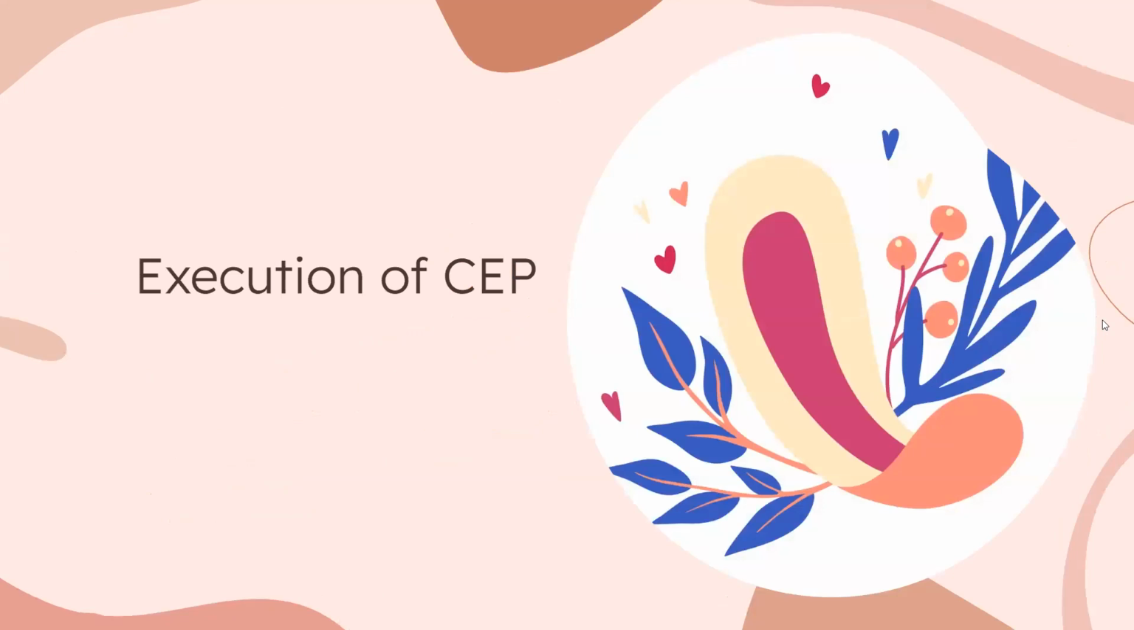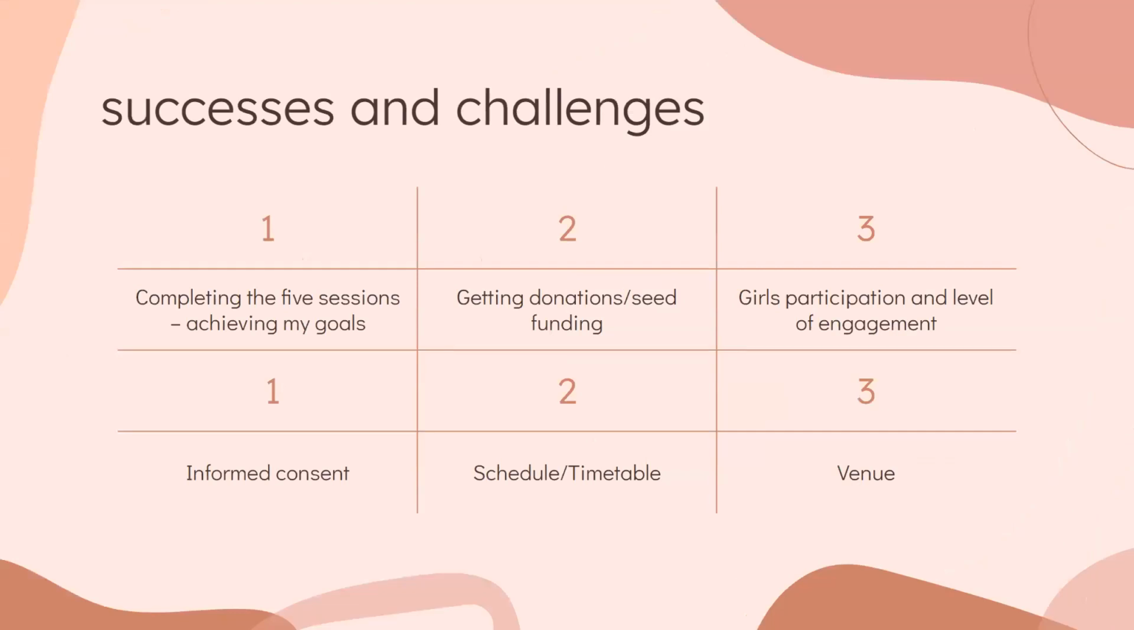So now this is the execution of the CEP and some of the successes and challenges I came across, right? So my successes, I completed 5 sessions, okay? So I achieved all my goals, what I set out to do to empower the girls. Number 2, I got donations and seed money, which I was very grateful for because it alleviated a bit of my stress and it kind of started the foundation of the project, right? And then number 3 was the girls' participation and the level of engagement within the project, right?